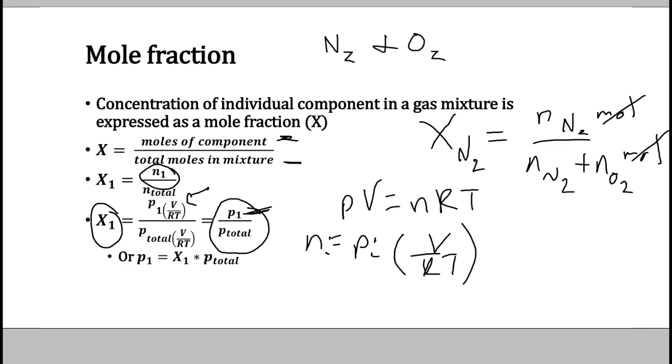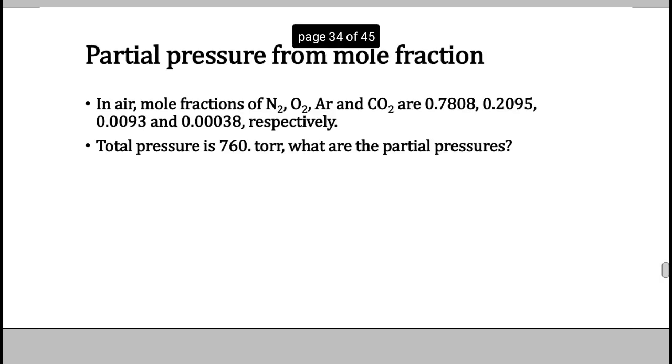So a more common way to write this expression is that your partial pressure of component 1 is equal to the mole fraction times the total pressure. And this is another way that we can use Dalton's law. So let's go ahead and try to calculate the partial pressure from a mole fraction.